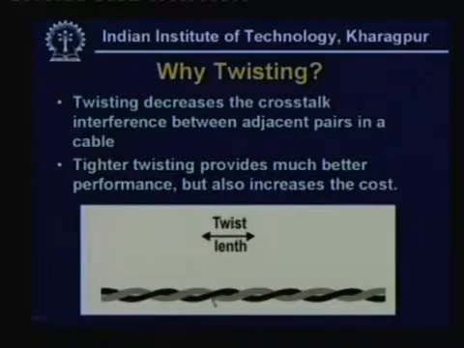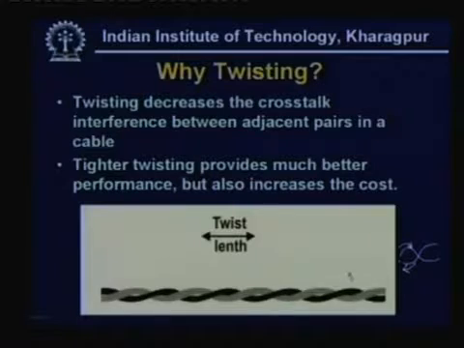Now, how does it reduce the crosstalk? Actually, as you can see here, this is one wire and this is another wire. So, if it is done this way, current is flowing in one direction in one wire and it is flowing in the reverse direction in another wire. And if they are twisted together, the field induced by this wire will be just opposite to the field induced by the other wire. That means they will cancel out each other.